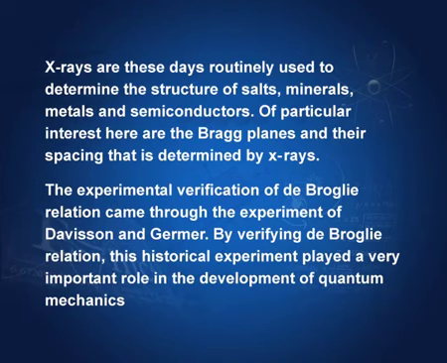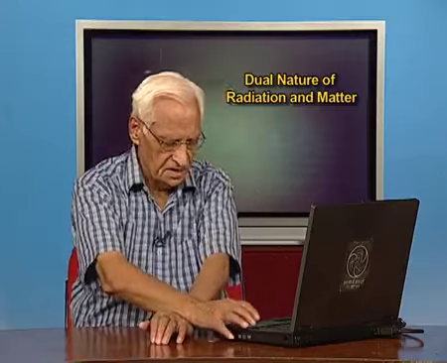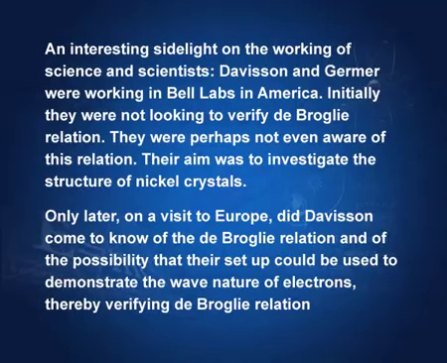The experimental verification of the de Broglie relation came through the experiments of Davisson-Germer. By verifying the de Broglie relation, this historic experiment played a very important role in the development of quantum mechanics, because this experiment confirmed the hypothesis advanced by de Broglie. Again, an interesting sidelight on how science works and how scientists work. Davisson and Germer were working in Bell Labs in America. It is a very famous laboratory, but there they worked on something different.